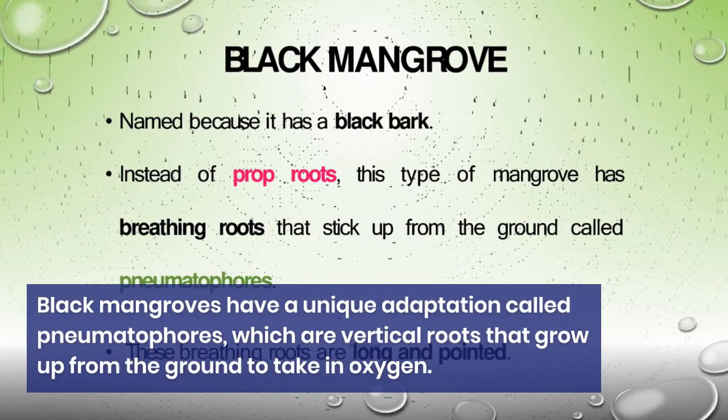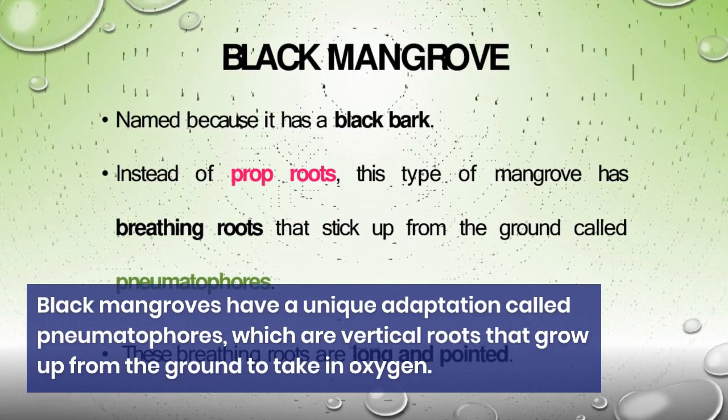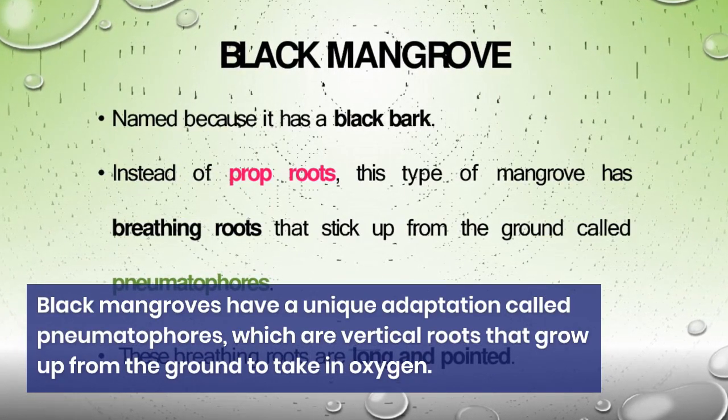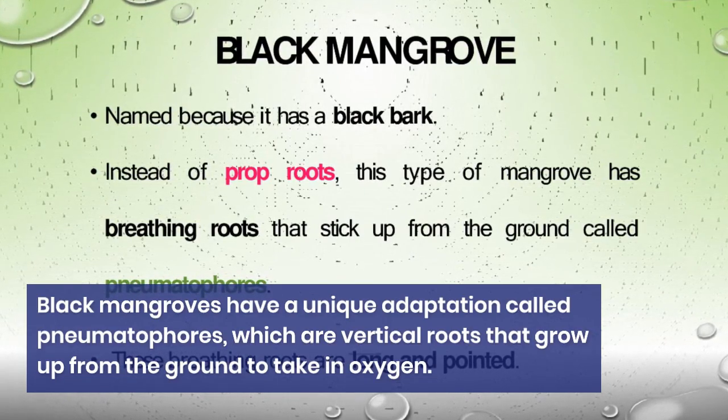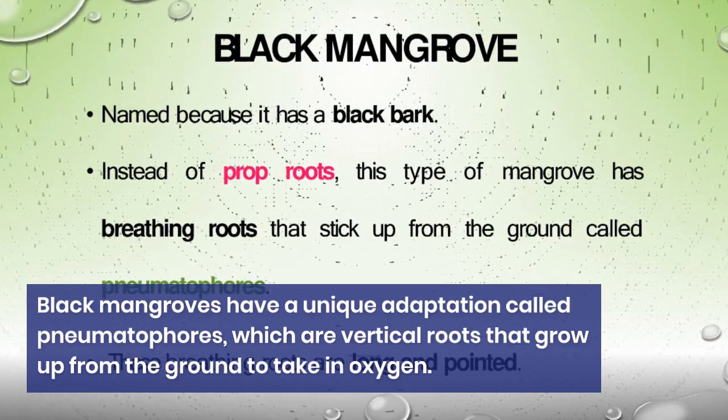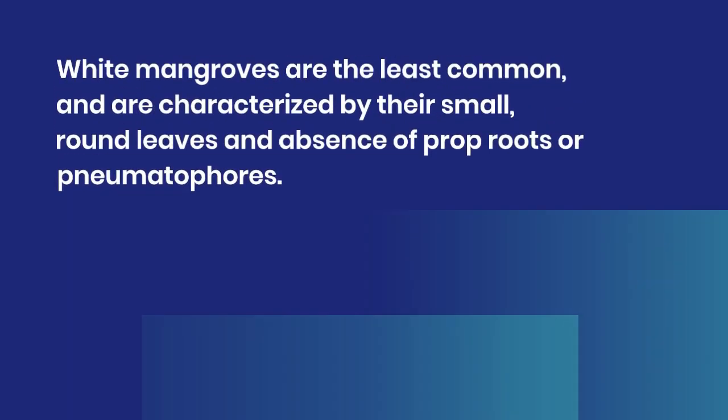Black mangroves are called that because of the black bark. The black mangroves have a unique adaptation called pneumatophores, which are vertical roots that grow up from the ground to take in oxygen. White mangroves are the least common, and they are characterized by small round leaves and the absence of pneumatophores, or as we said before, prop roots.